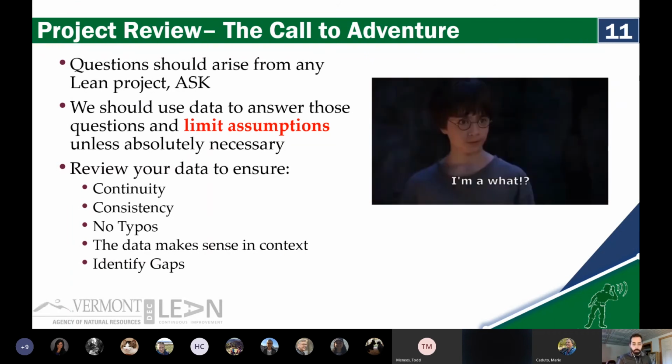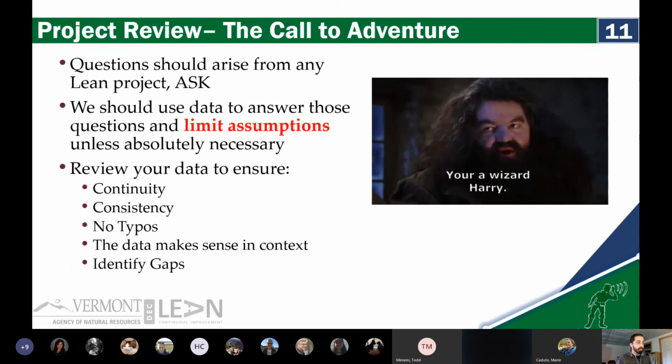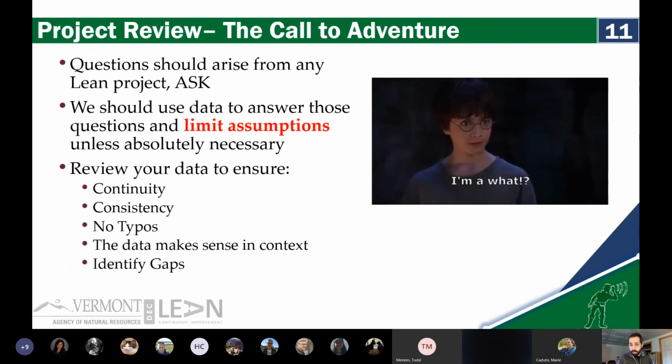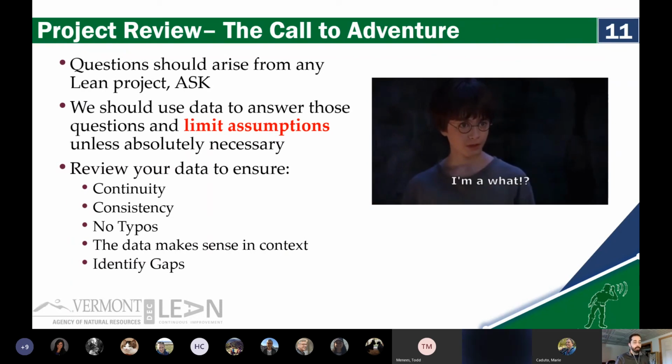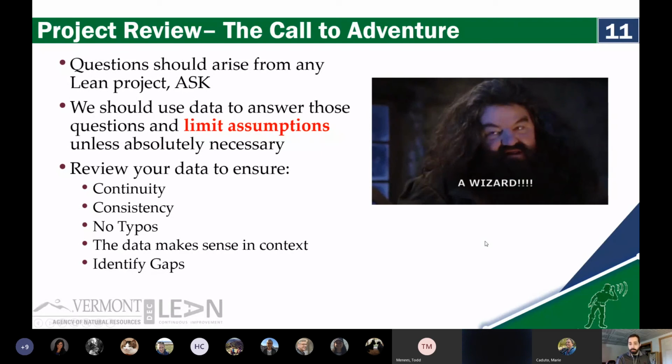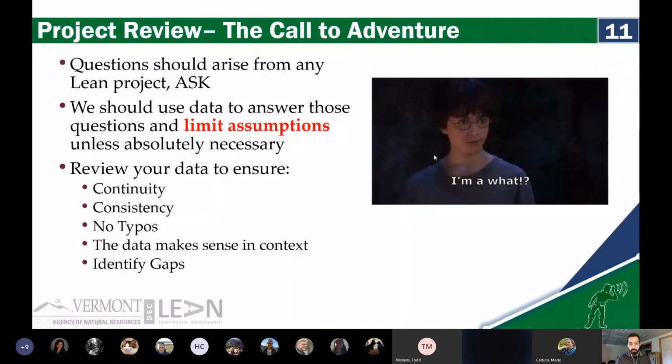So you'll want to review your data to ensure continuity, consistency, make sure the data makes sense in context, and identify any gaps that might prevent you from drawing out those insights. And as we already mentioned, Harry Potter finding out he's a wizard is a call to adventure.